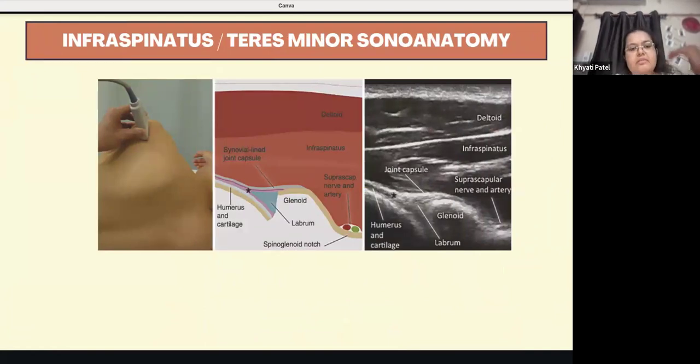And for scanning, patient can be in the lateral or prone position. When you put your probe like that posteriorly, here you will be able to see infraspinatus and the posterior part of shoulder. If you take the probe downwards caudally, then you will be able to see infraspinatus as well as teres minor.